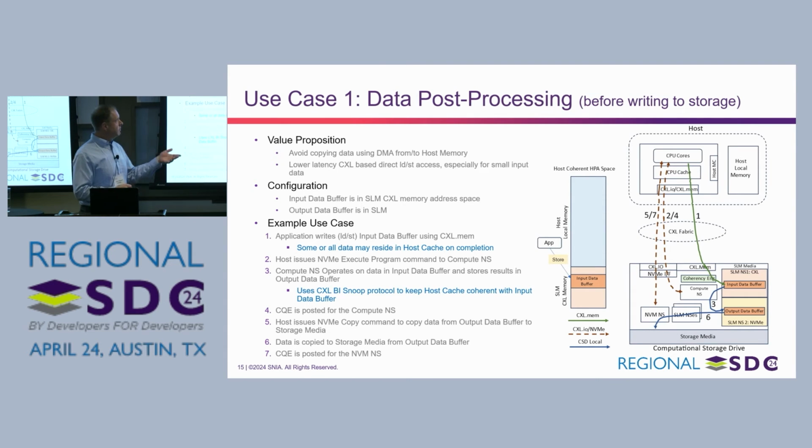Because the input data buffer is in the CXL addressable portion of our SLM, we can use the CXL back invalidate snoop that's part of the CXL 3.0 protocol to make sure that all of the data that could still be in the host cache gets flushed out to our device. And we've got the latest and greatest data, and now we can actually process through it. And so the computational program just sits there, churns away, does the computations, writes to the output buffer. When the execute program command completes, obviously the host gets notified.